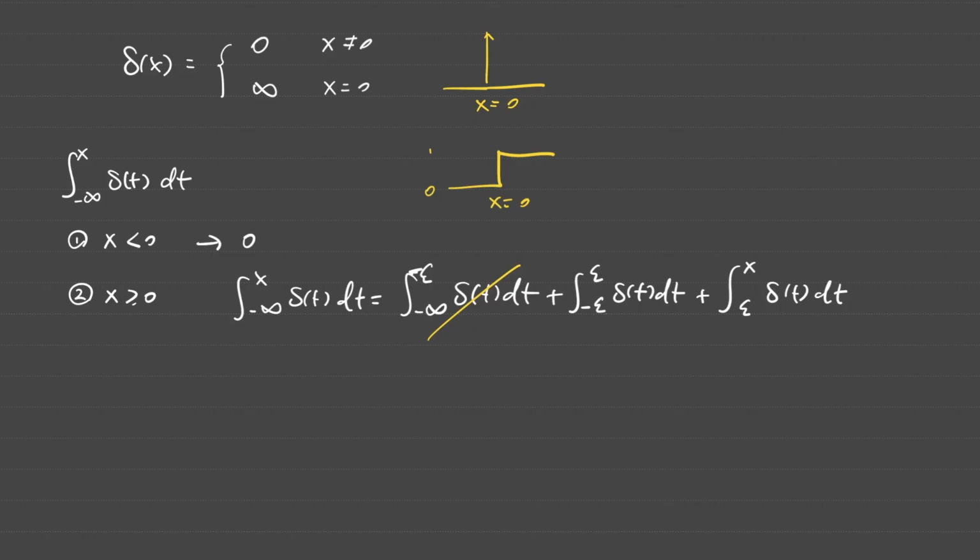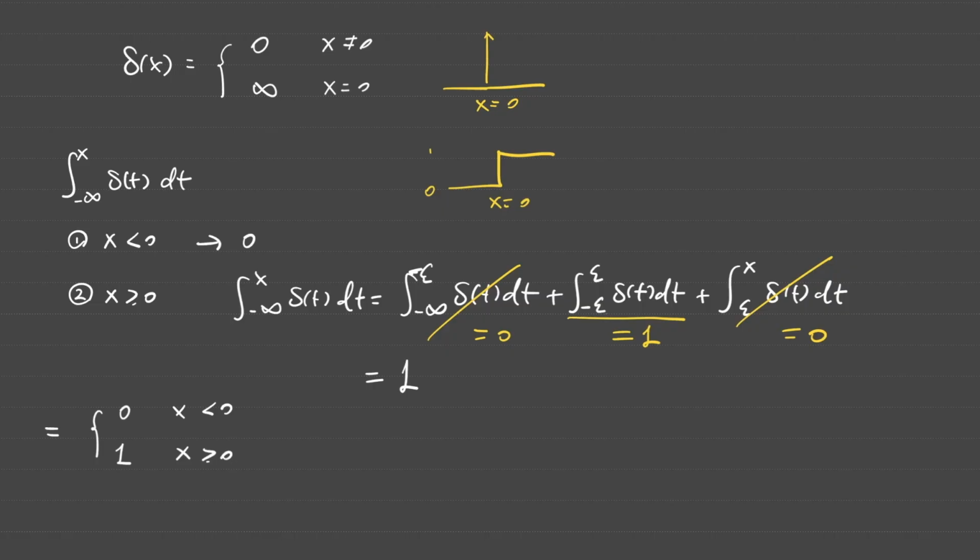So the first and third terms are both equal to 0, right? Because the delta function takes no values in those areas. And this middle part here is going to equal 1, right? That's a property of the delta function. So this will equal 1 when x is greater than 0. So that gives us exactly the step function, right? So we'll have 0 when x is smaller than 0, and 1 when x is greater than or equal to 0.